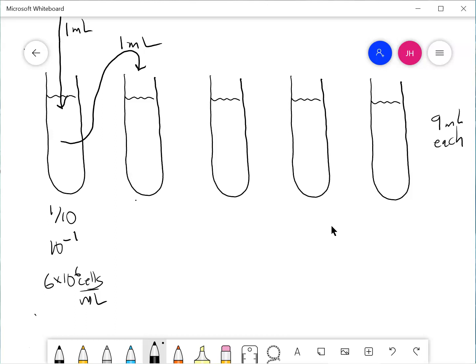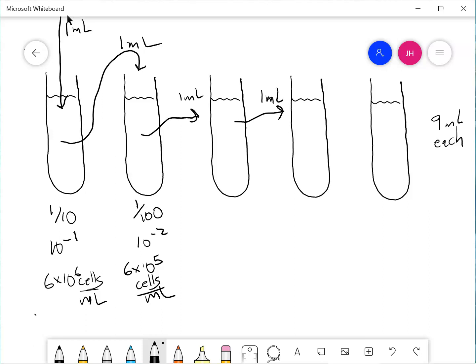So we call this the 1 to 1/100th, or 10 to the minus 2 tube. And it's going to have 6 times 10 to the 5th cells per milliliter. It's just 1/10 of this one. And this is 1/10 of our sample with unknown population size. And so we do the same thing. 1 mil into here, dilute it 10-fold. Do the same thing with this one, and with this one. And that's a series of dilutions, and each time we get a 10-fold lower concentration.